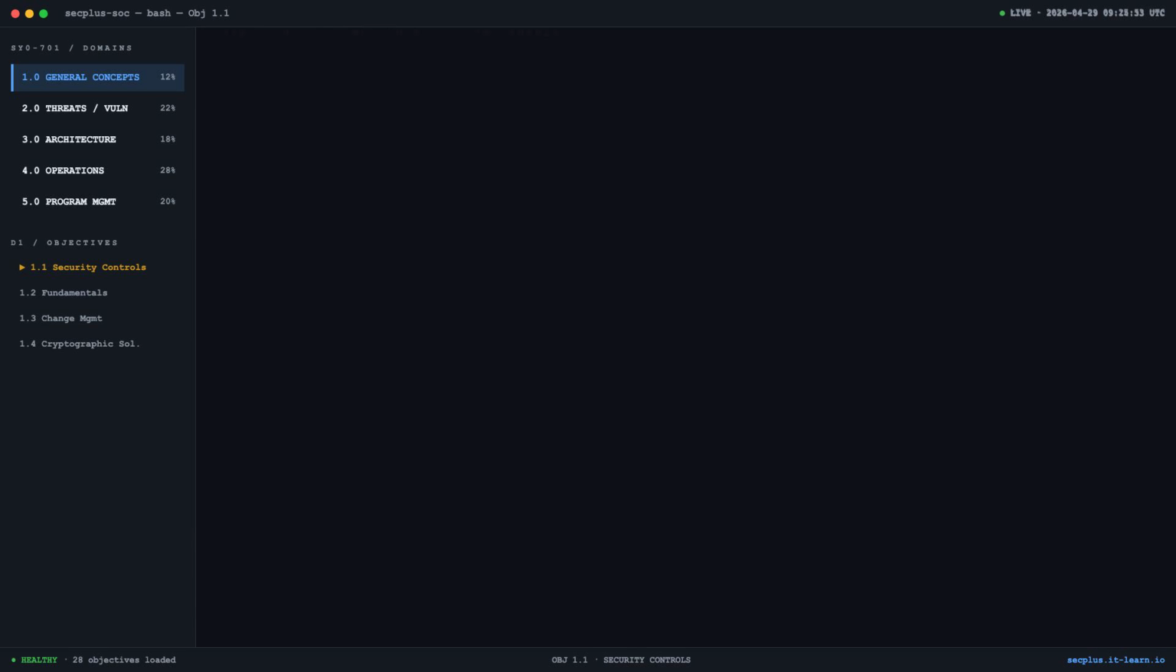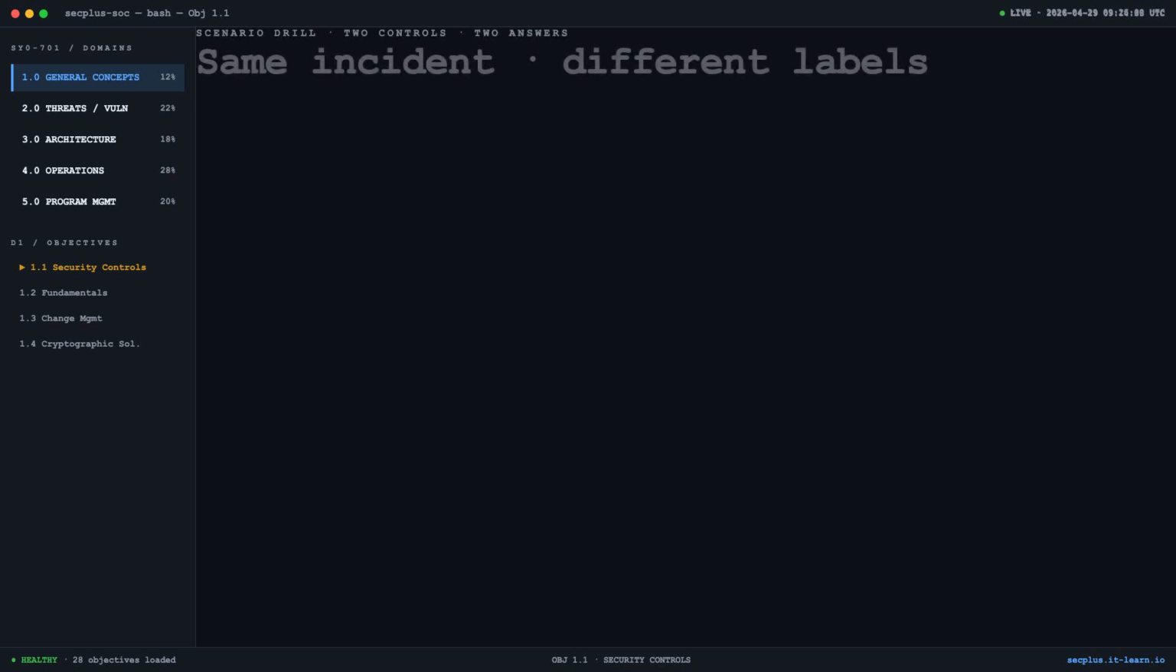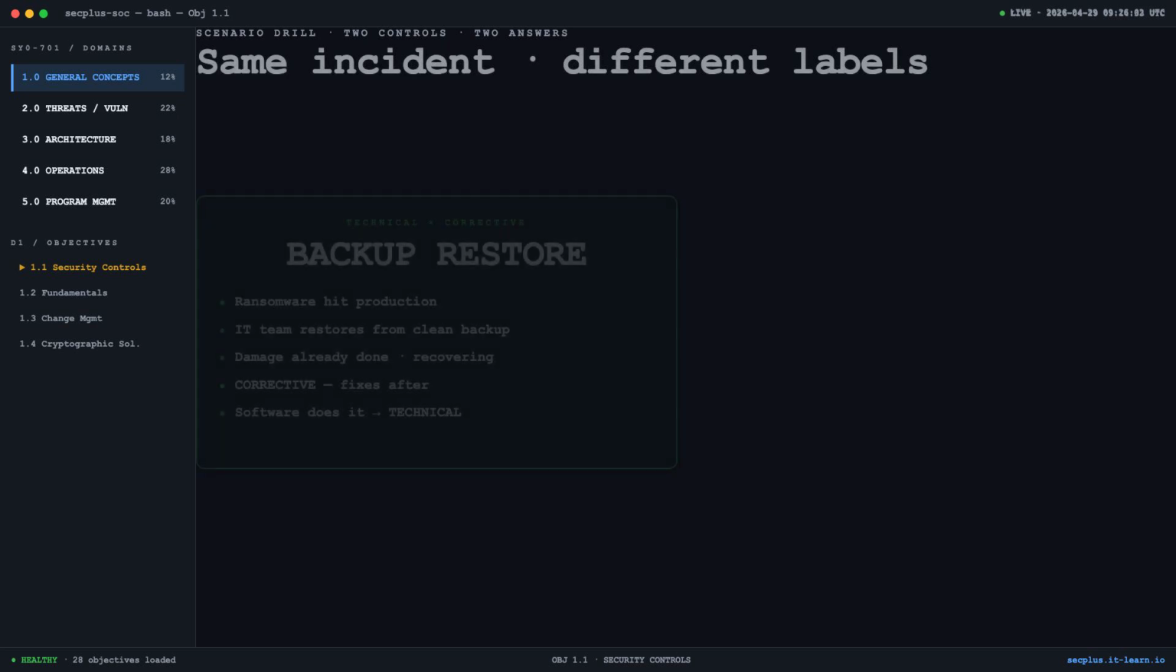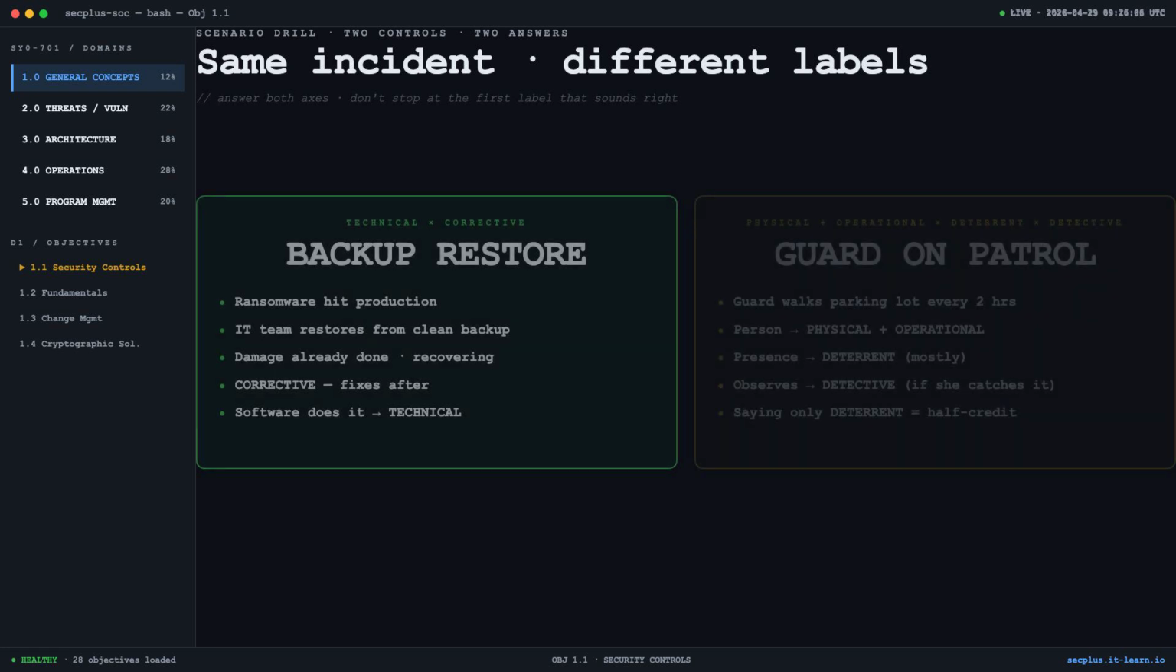Two more. After a ransomware attack, the IT team restores production data from clean backups. What kind of control is the backup restore? Corrective. The damage is done. They're recovering. And finally, a security guard patrols the parking lot every 2 hours.